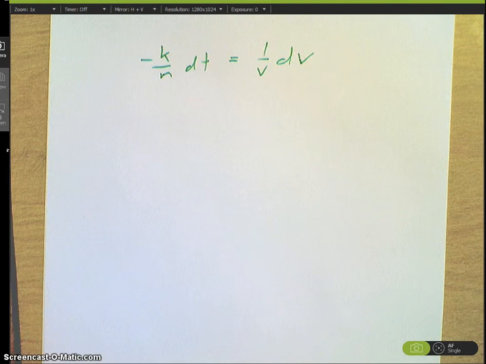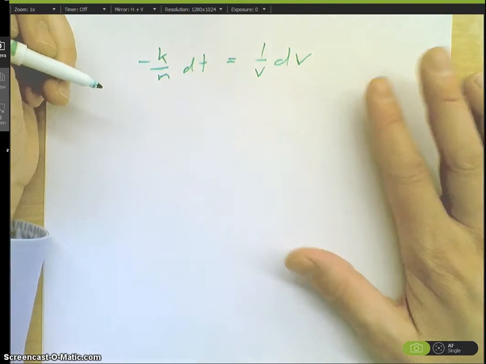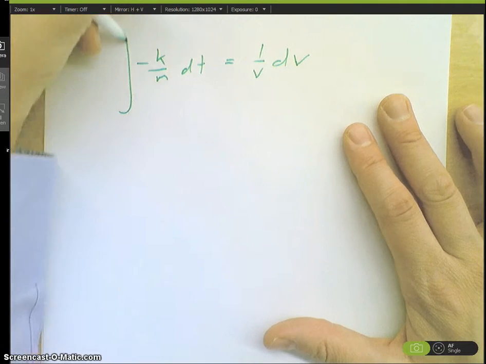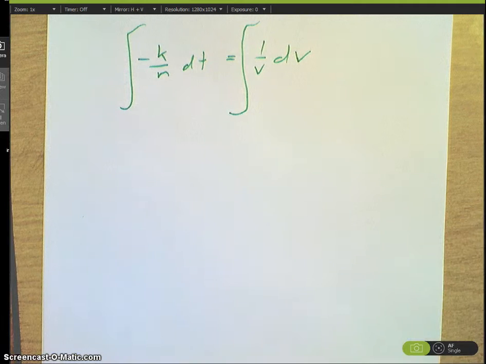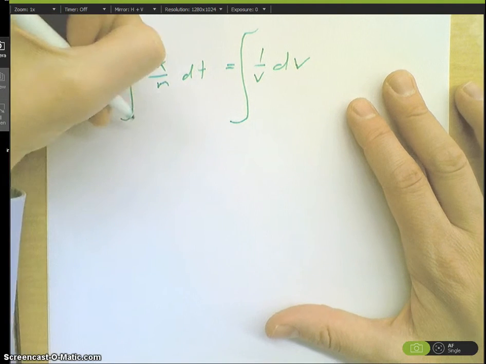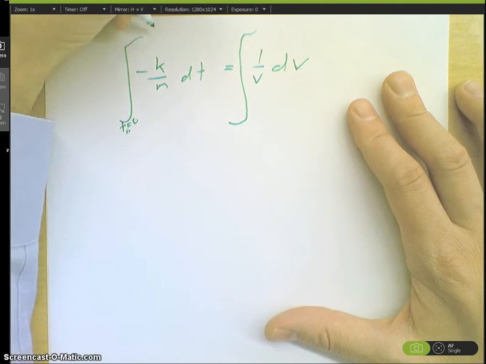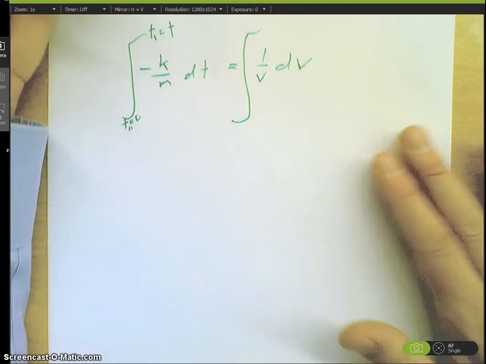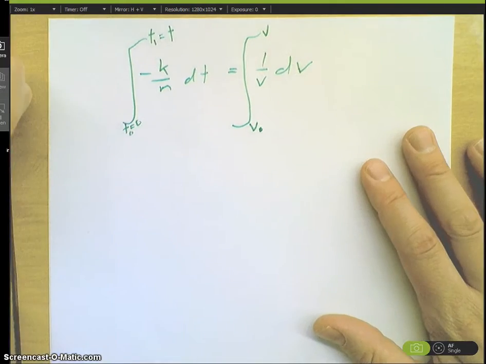If you're not terribly familiar with calculus, to get rid of the derivative, we take the integral, because the integral is really just a reverse derivative. So we're going to integrate both sides. And we have to take our limits. So we're going to start at time equals 0, t0 equals 0, and go to sometime later, which we'll just call t. And we're also going to go from V0 to V.